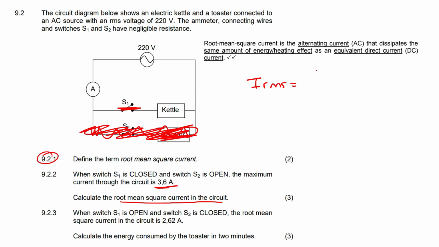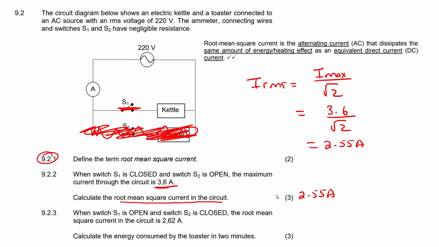We know that your IRMS is equal to your maximum current divided by the square root of 2. And that is taken straight from the formula sheet. So they're telling us that the maximum is 3.6 and the square root of 2. And so if you had to work this out, you get 2.55 amps. That's an easy 3 marks.